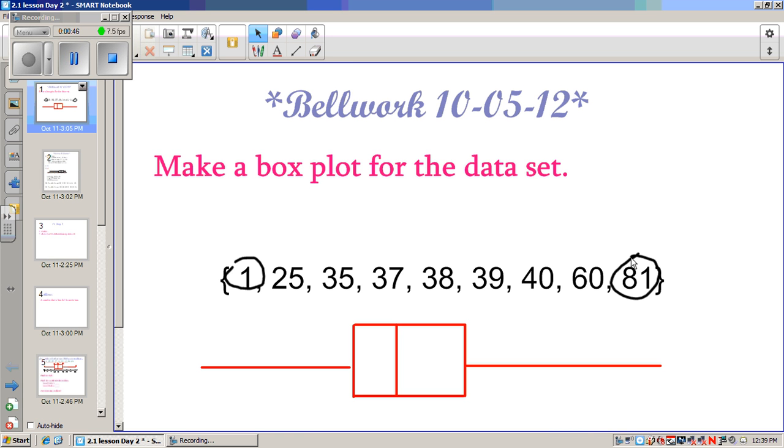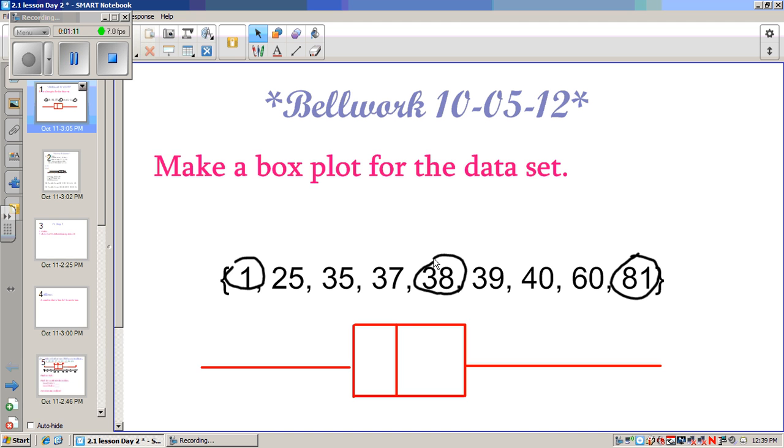The median, if you remember correctly, is the middle number of the data set, and we find this most directly by canceling out from the outside to the in of the data set. So we'll start with 1 and 81, 25 and 60, 35 and 40, 37 and 39, and what we find is that the median of our data set, the middle number here, is 38. It's easy to identify that as the median because there are 4 numbers on either side of it.